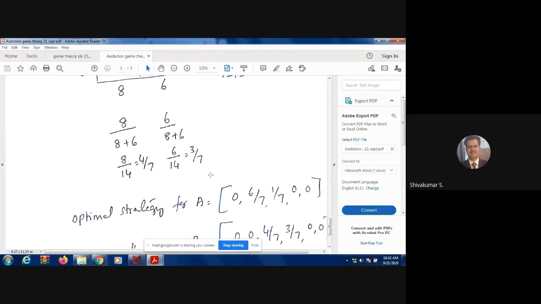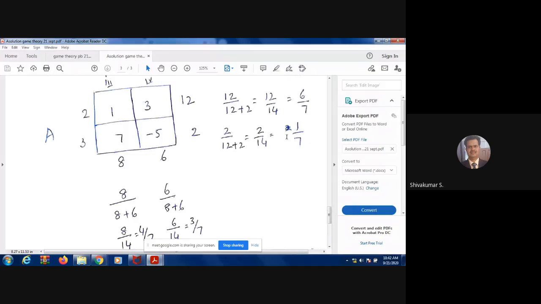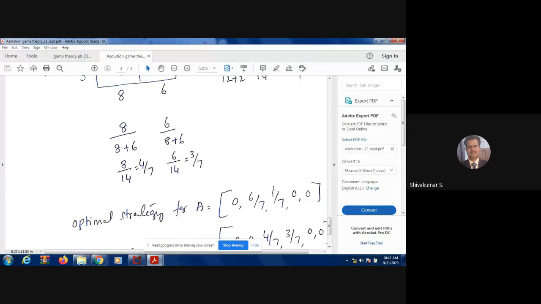Now write the strategies. Optimal strategy for A, because there is no first row, it is 0. Second row you got 6 by 7, and the third row you got 1 by 7. Remaining fourth and fifth written as 0. So these are called as the optimal strategies for player A.